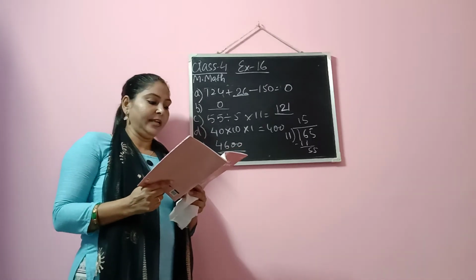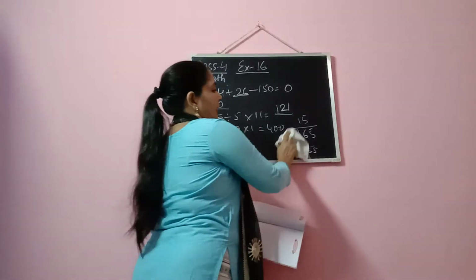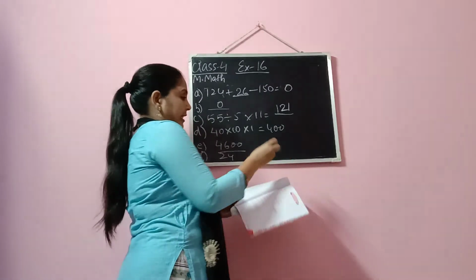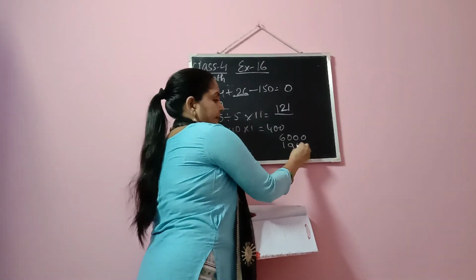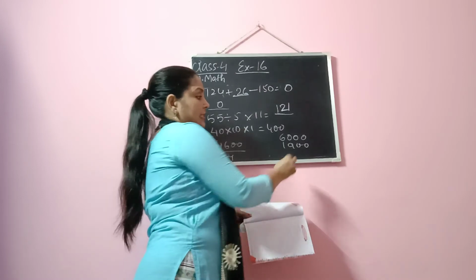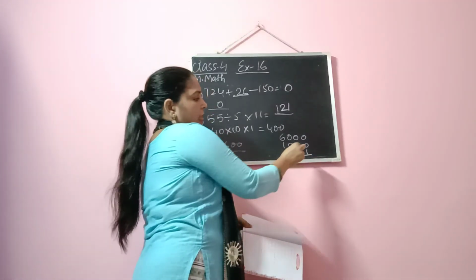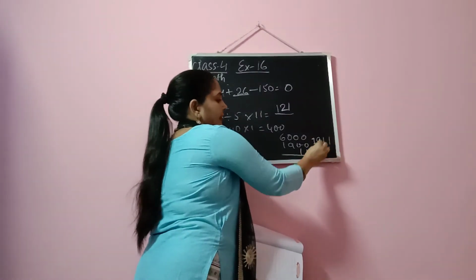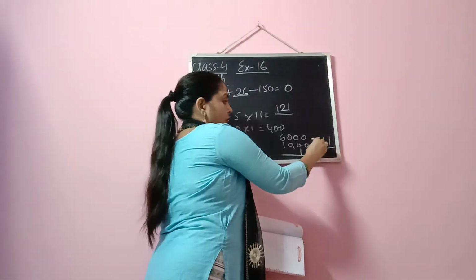The next question, a very easy one. 6000 plus 1900 plus 11 ones. Let us do this. We have to arrange the numbers. 6000, let us write 6000 in this way. Then 1900, according to the place value, I am arranging the number. Fine. Then 11 ones. 11 ones means this. Now add. When we add this, the answer is 7911. That is your answer.